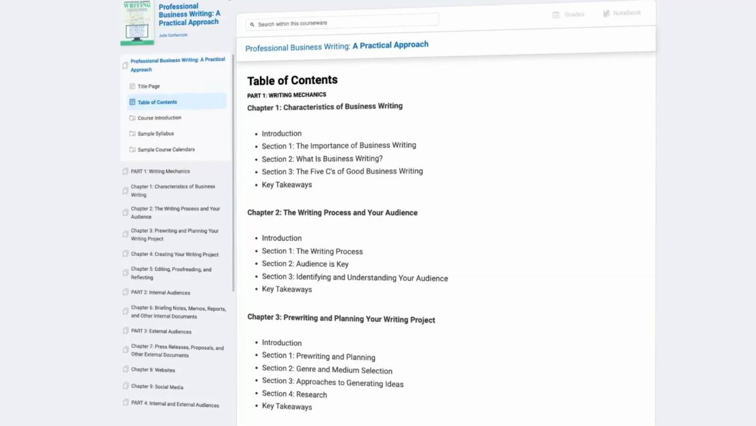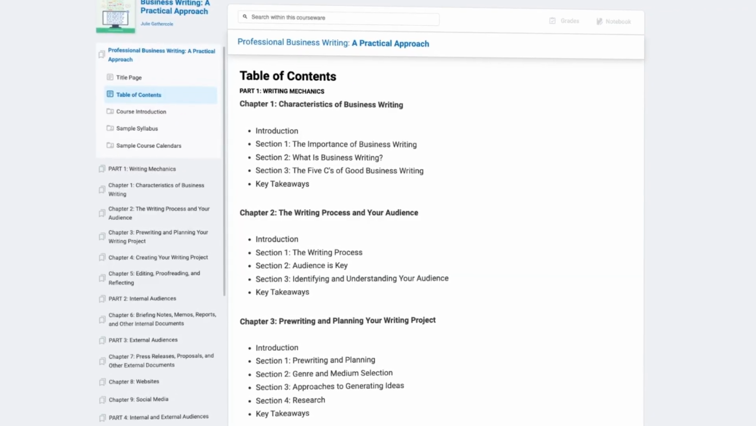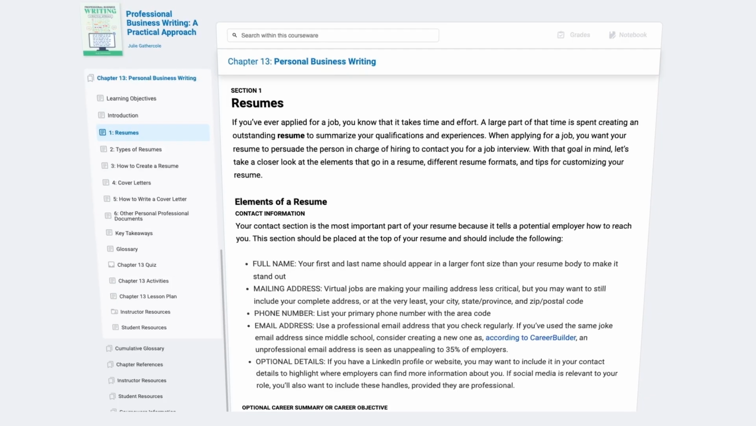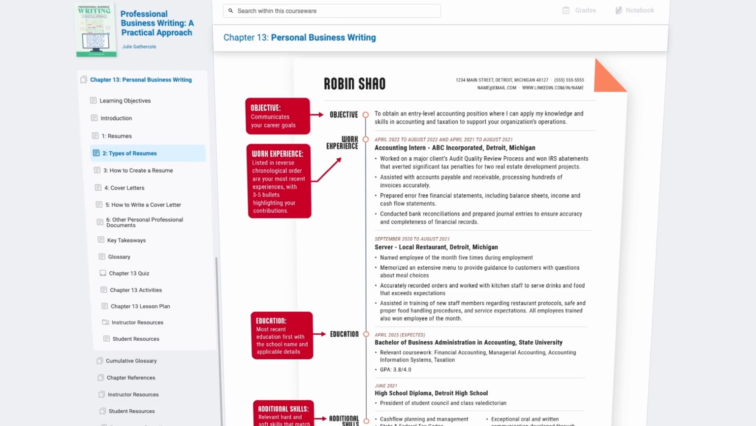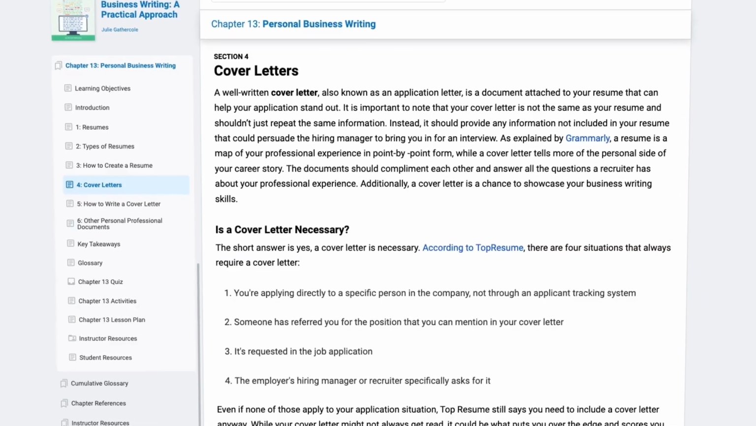The table of contents in professional business writing aligns with what educators are looking for. It covers off the writing process. It covers off all of the materials that students are going to encounter in the business world and the different types of writing that they'll do. But it also includes personal professional business writing. So there's a chapter on creating good resumes and cover letters and portfolios and how they can showcase themselves before they enter industry as well.